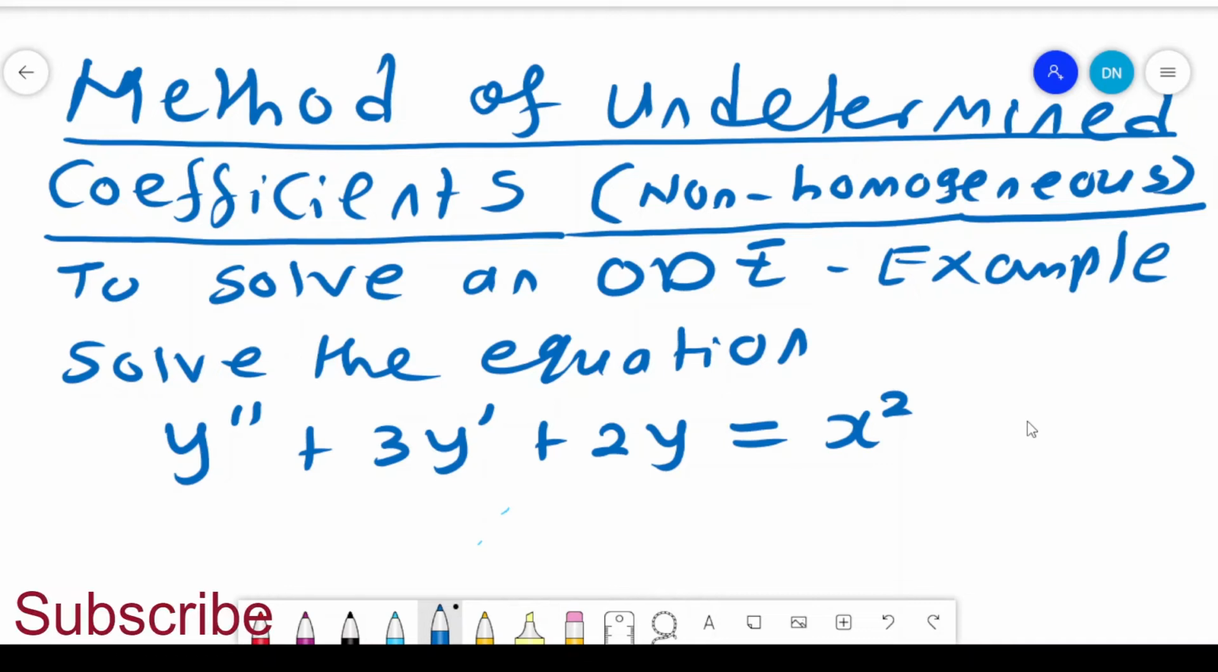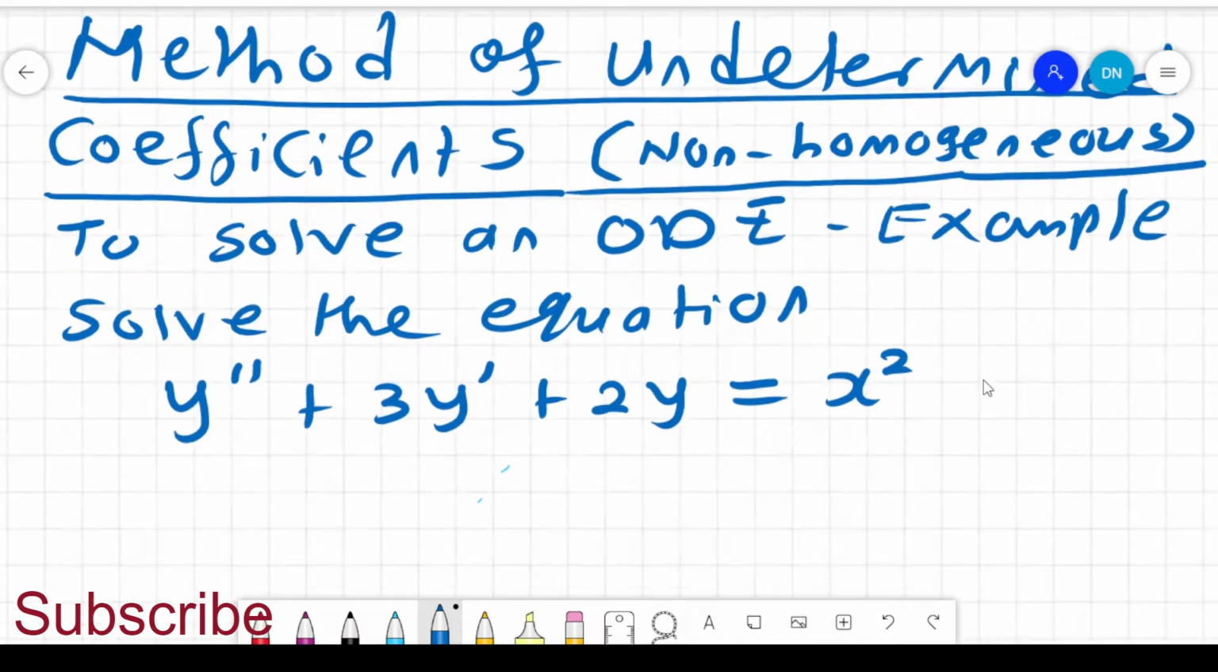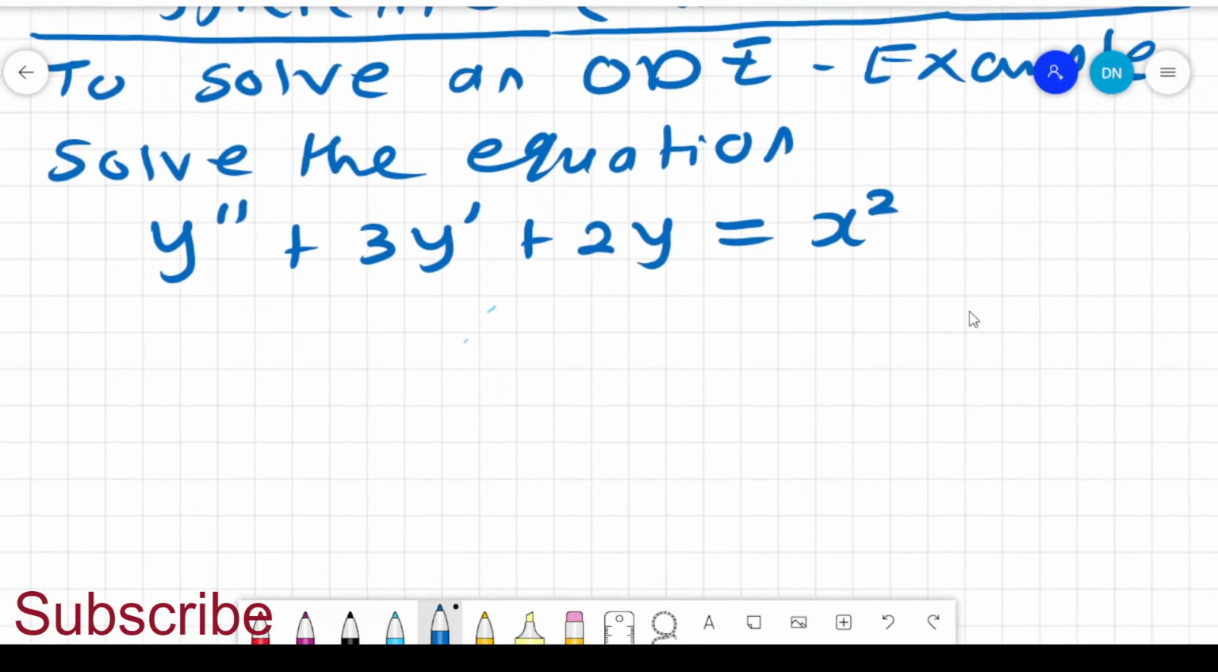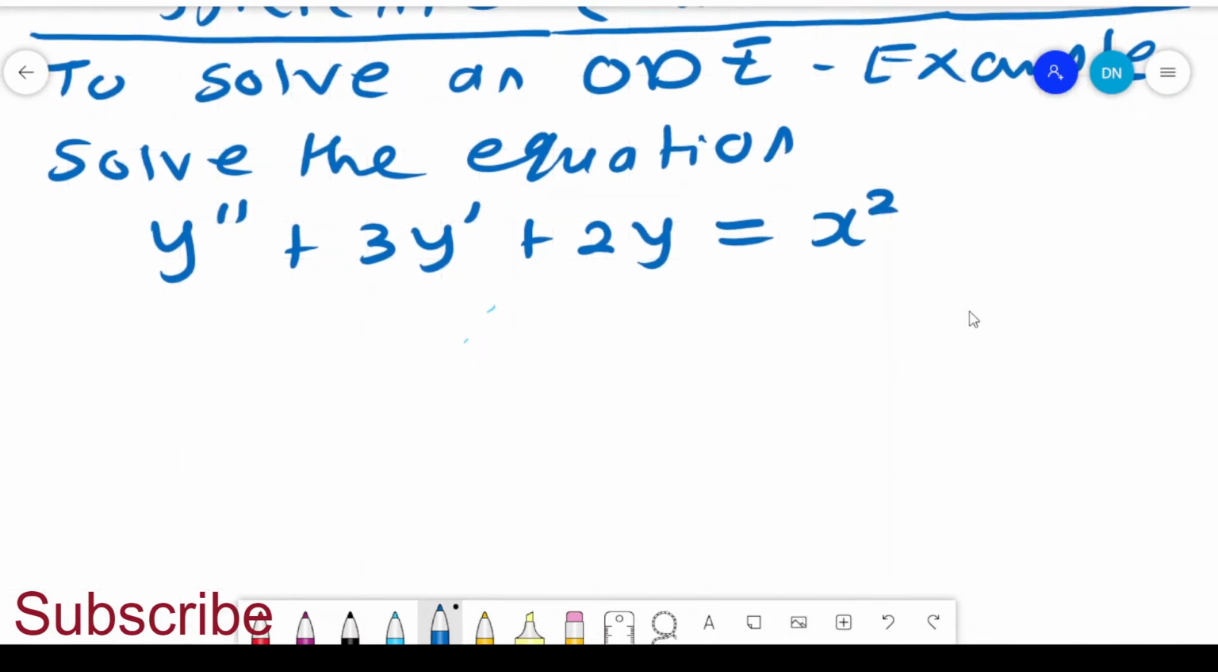Method of undetermined coefficients, and this is a method used to solve non-homogeneous ordinary differential equations. We have an example here, which is a second order ordinary differential equation, which is non-homogeneous, y double prime plus 3y prime plus 2y is equal to x squared. So that's what we want to solve using the method of undetermined coefficients.